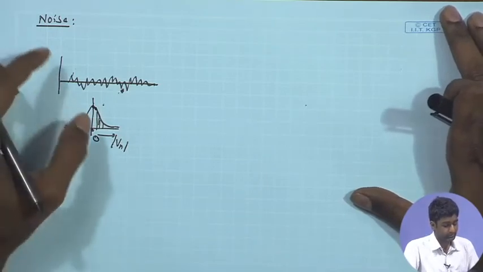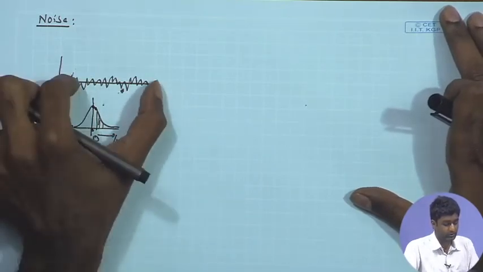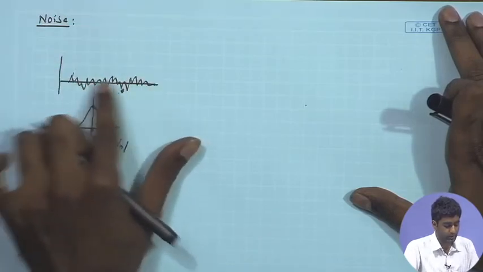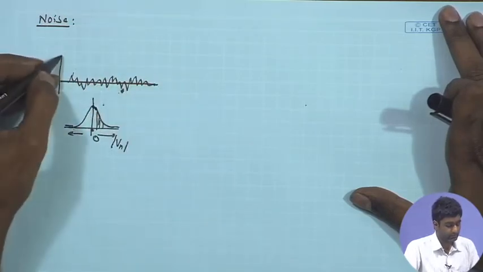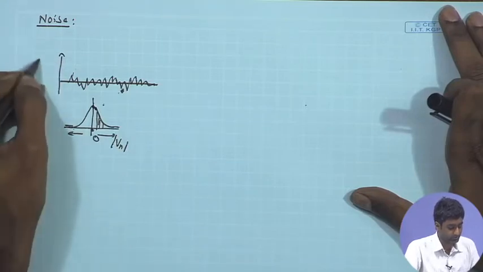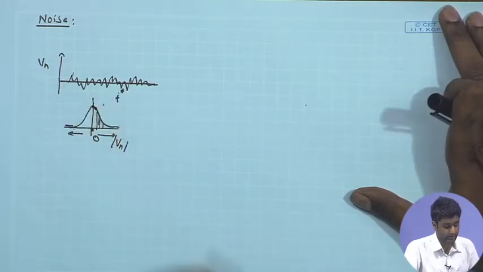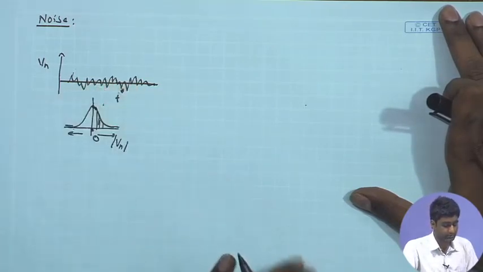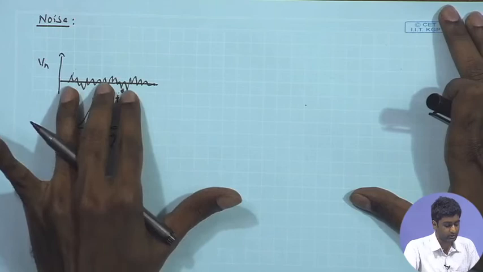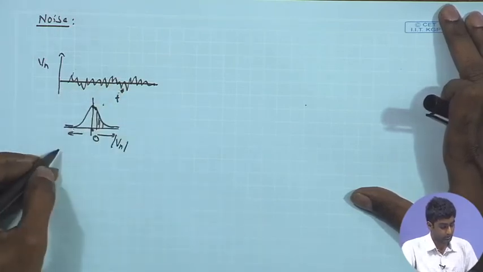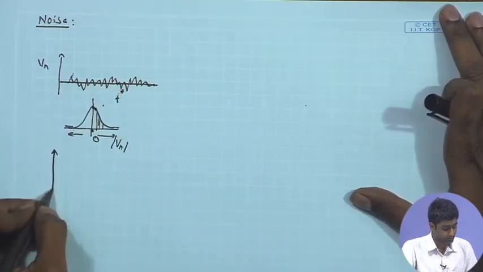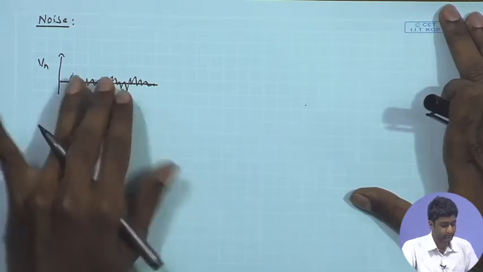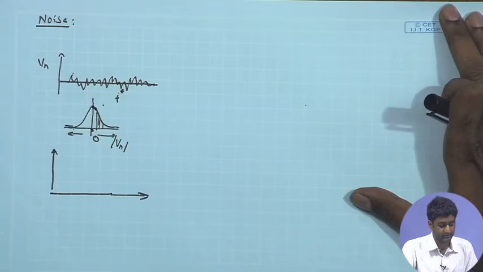And if we look at the frequency spectrum, this is the time domain representation. I am talking about the amplitude, how it is distributed in the amplitude domain as we look at the samples. Likewise, if you look at the frequency domain representation, this is V n as a function of time. The frequency domain representation would determine the spectrum of this noise, how it is spread in the frequency domain. There are two major frequency spectra of noise that we encounter in our active and passive devices.